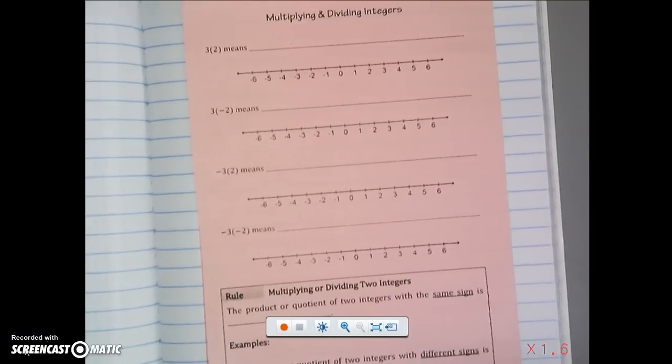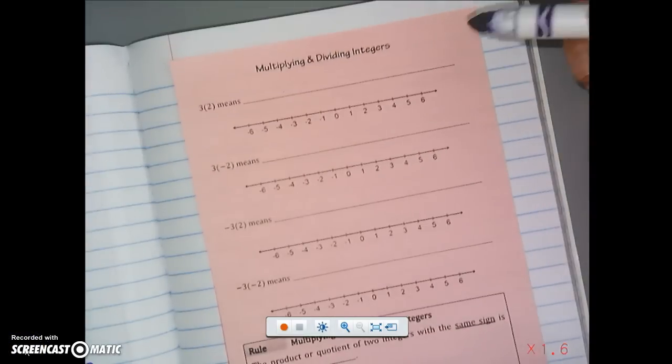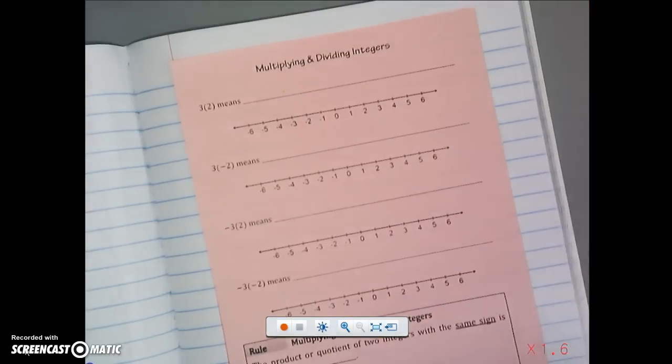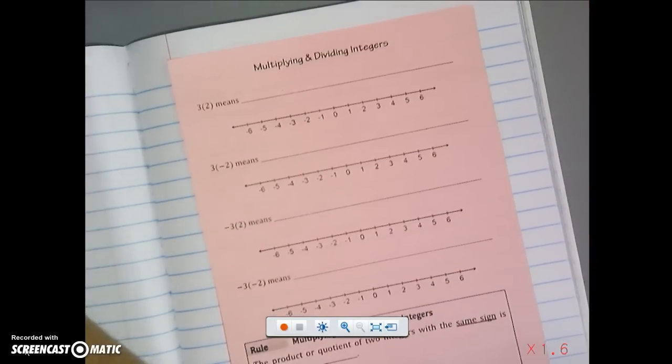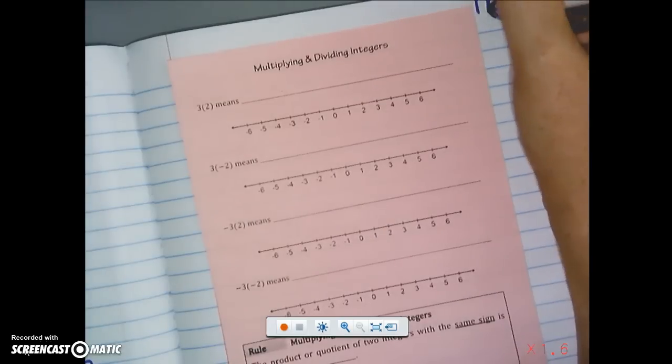Alright, tonight's notes are going to be on multiplying and dividing integers. So you can go ahead and add that into your table of contents. Mine is going to be on pages 16 and 17.